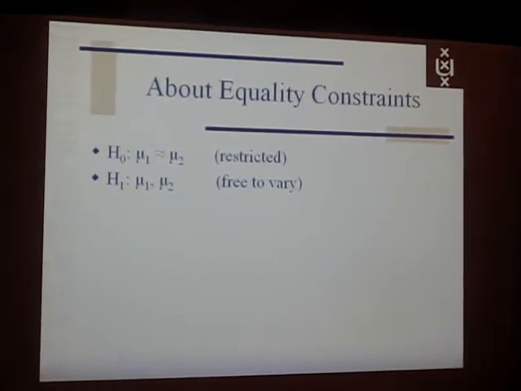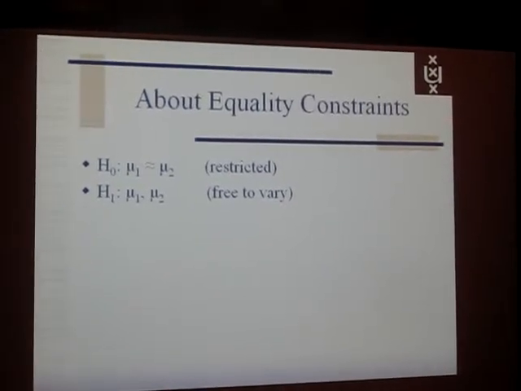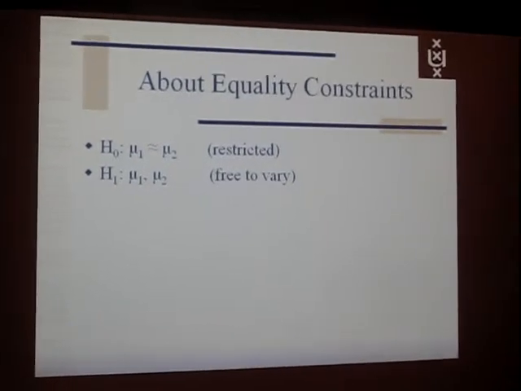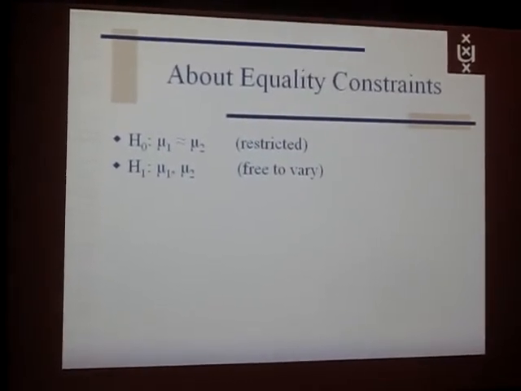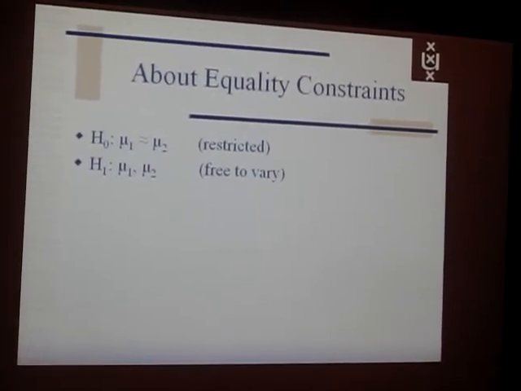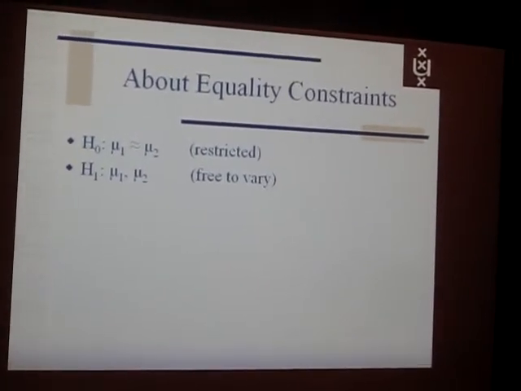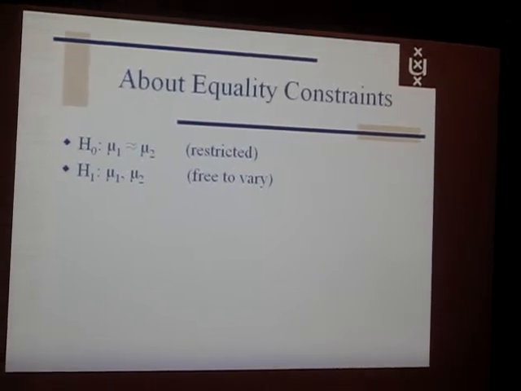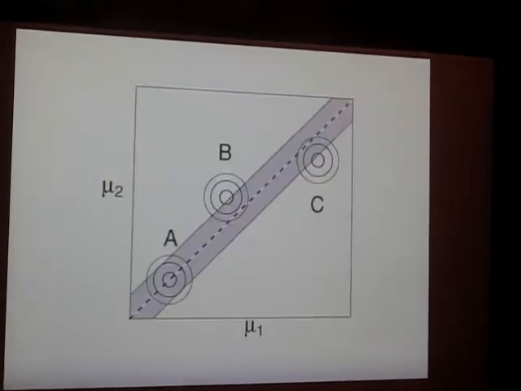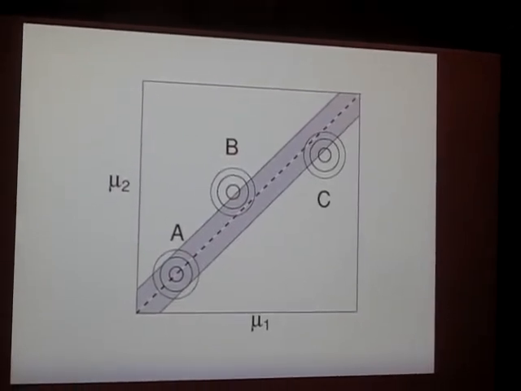Now, we can also look at equality constraints in this framework. And we simply say that mu1 is close to mu2. And we define some epsilon difference, maybe based on some substantive research, like a relevant difference. And we do the same thing. And pictorially, it looks like this.